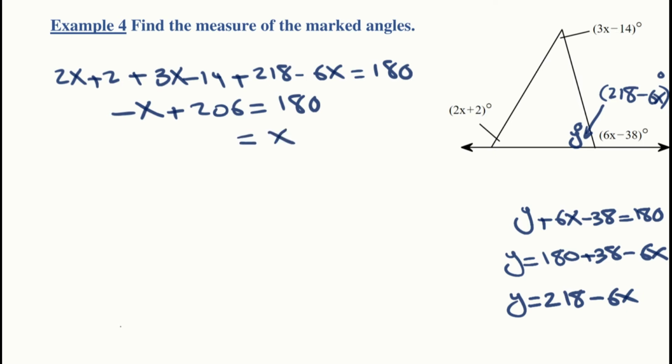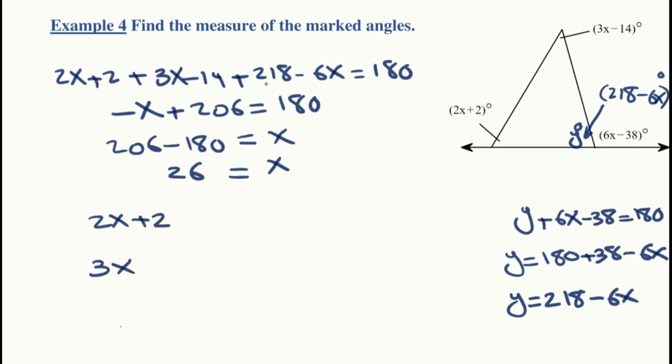Now we move the negative x to the right side to quickly turn it into positive x. In other words, add x to both sides. And then we'll subtract 180 from both sides. That's going to take the 180 to the left side and make it negative. So we end up with x equals 26. Now we're ready to go ahead and find all three angles of the triangle. Now that we have x, just make sure you're using the correct expressions, meaning 2x plus 2, 3x minus 14, and this is where you want to be careful, 218 minus 6x.